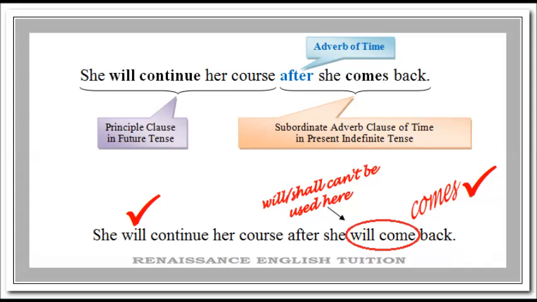She will continue her course after she comes back. The main clause in this sentence is "she will continue her course," and this clause is in the future tense. The adverb clause in this sentence is "after she comes back," and we can see that this clause is in the present indefinite tense. It is not at all correct to say "she will continue her course after she will come back."